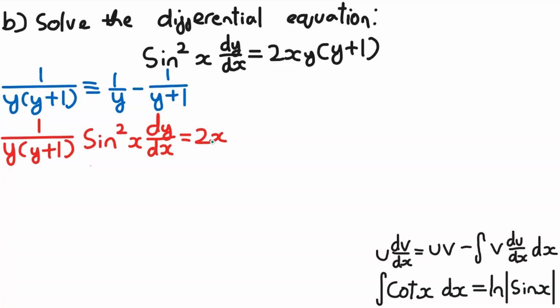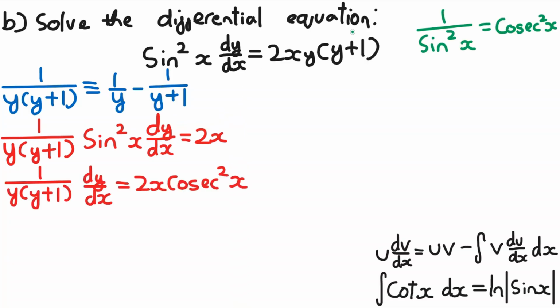Okay, and now what we want to do is we want to get all the x terms onto this side. So let's first focus on this sin squared x. We want to get this onto this side, so we're going to divide both sides by sin squared x. So on this side it goes, and then on this side it's going to be, so remember that 1 over sin squared x is equal to cosec squared of x.